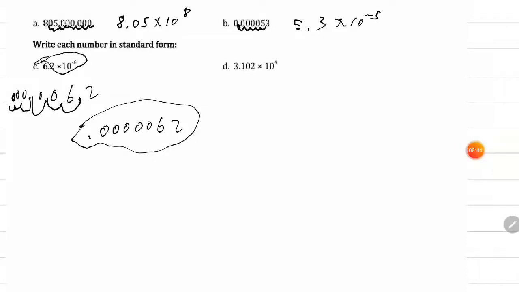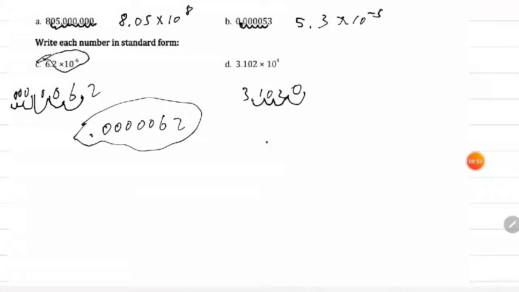And then part D, we're doing positive numbers, so we're going to go to the right because we're making the number larger. So we have 3.102. So I'm going to go 1, 2, 3, 4. Add a 0. So this is 31,020. Alright, that is scientific notation, frontwards and backwards.